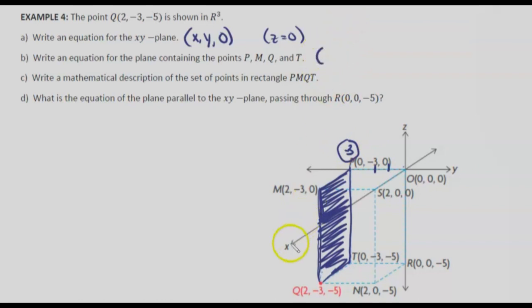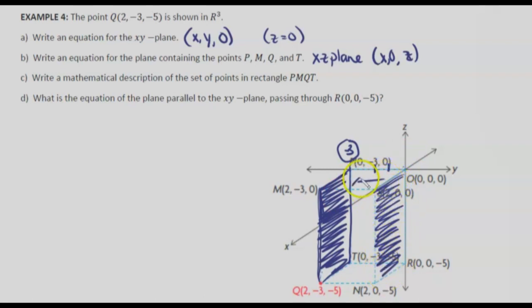So the general form for the XZ plane would be an X coordinate, a Z coordinate, and a 0 in the middle. But because we've moved this plane from essentially here, and we've moved it to the left, the equation for the plane that contains PM, Q, and T is now going to be X, -3, Z.